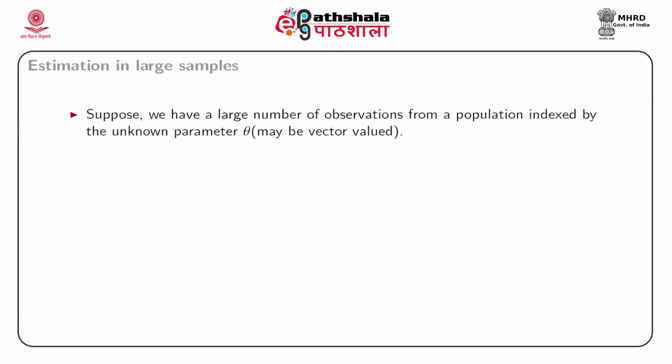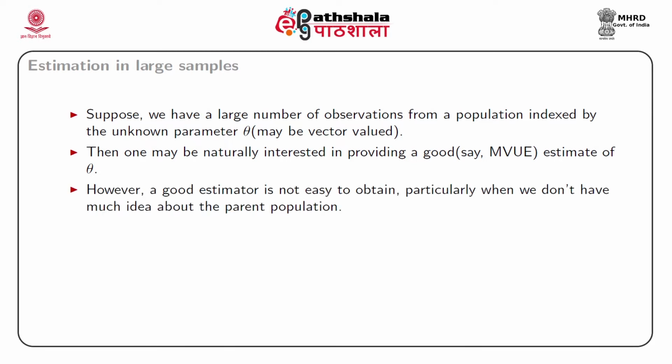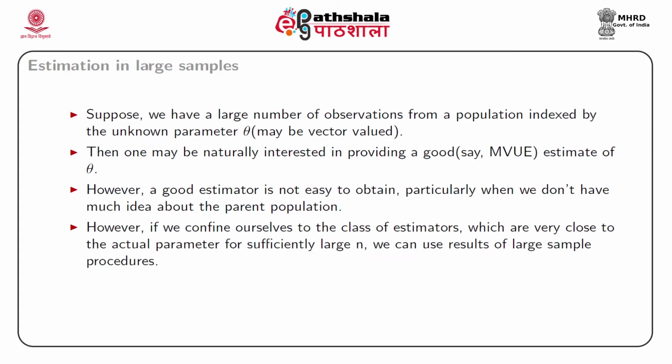Suppose we have a large number of observations from a population indexed by the unknown parameter theta, which may be vector valued. Then one may naturally be interested in providing a good estimator of theta, for example, some minimum variance unbiased estimator. However, a good estimator is not easy to obtain, particularly when we do not have much idea about the parent population. However, if we confine ourselves to the class of estimators which are very close to the actual parameter for sufficiently large n, we can use results of large sample procedures.